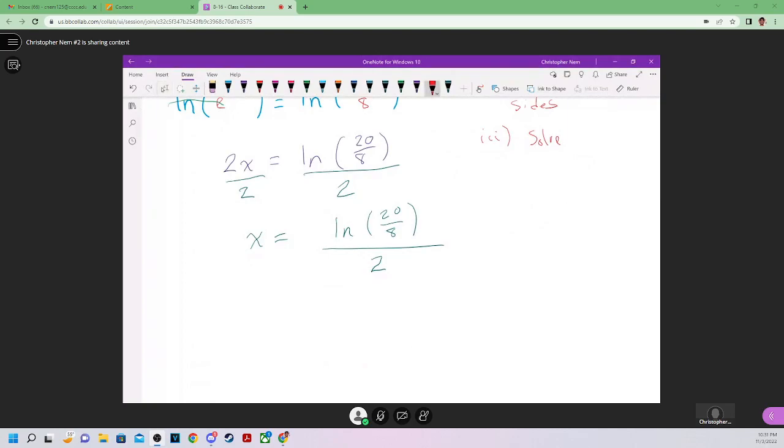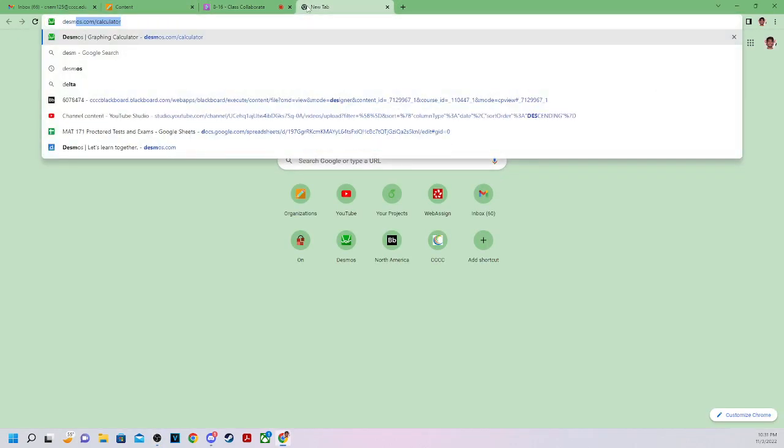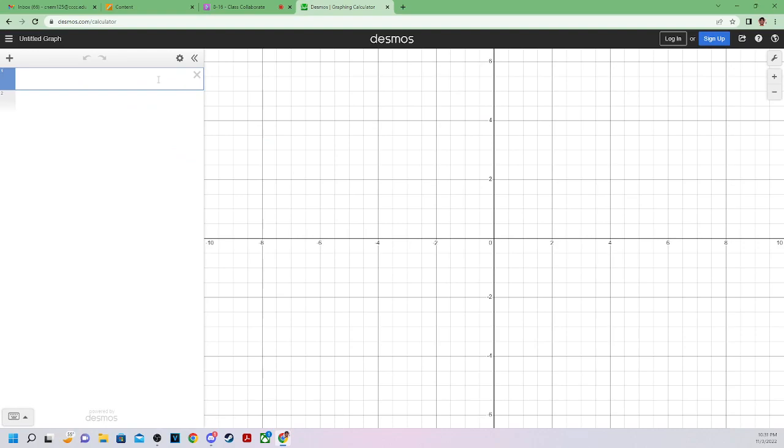So boom. And you can calculate this in your calculator. If you want to calculate it, let's hop on to decimals and everything. Thankfully, this is natural log, so this is easy to calculate. We can do natural log of 20 divided by 8, all divided by 2. And that gives us our approximation for x.